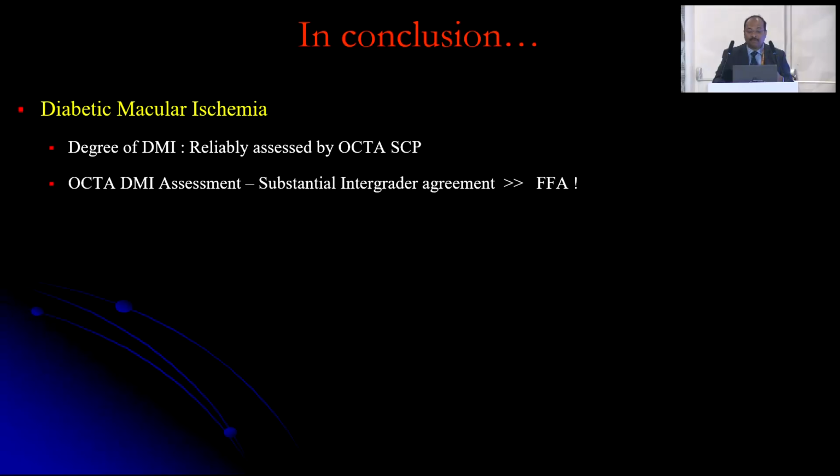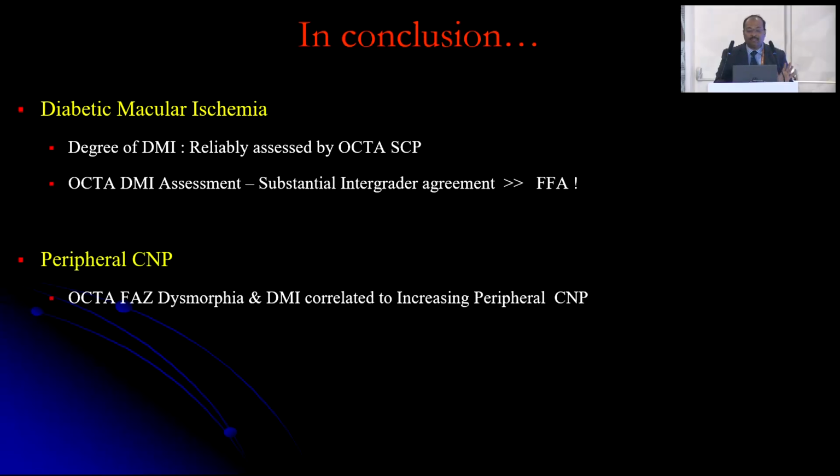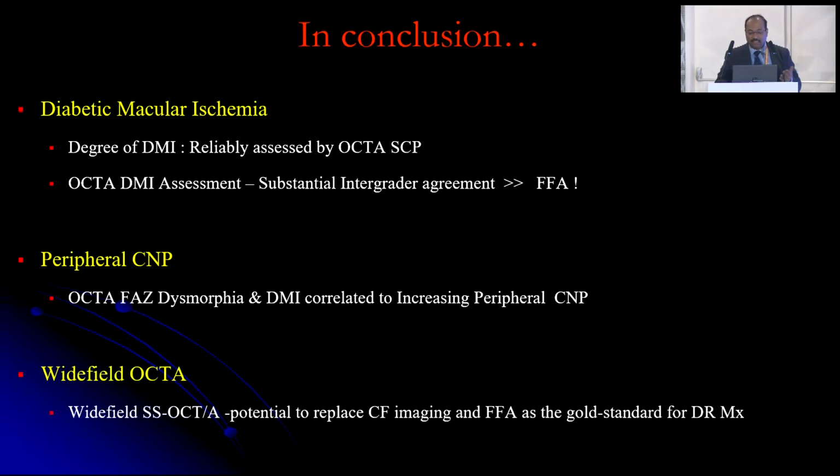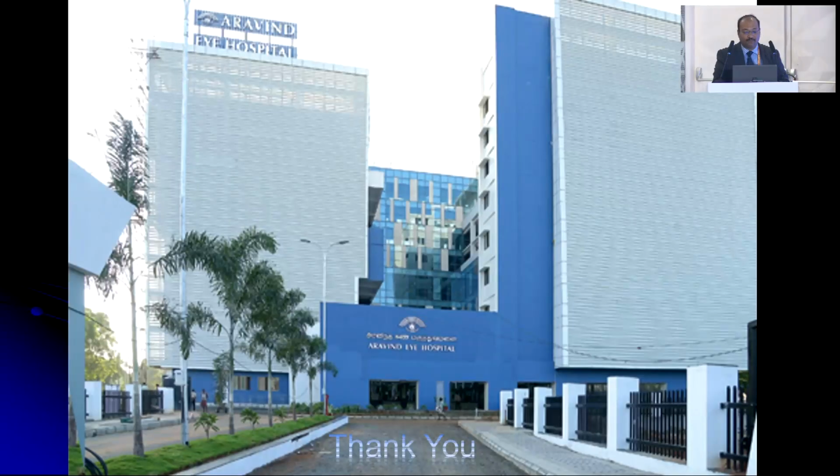The degree of diabetic macular ischemia can be reliably assessed better by OCTA on the superficial capillary plexus, and there is far better intergrader agreement. That is, if you have multiple OCTAs, you will have better agreement than with FFA. Peripheral capillary non-perfusion: OCTA phase dysmorphia can correlate to your peripheral capillary non-perfusion also. And in summary, finally, wide field OCTA has the potential to replace color fundus imaging and FFA as a potential gold standard later. Thank you.